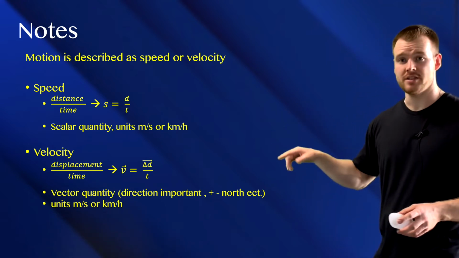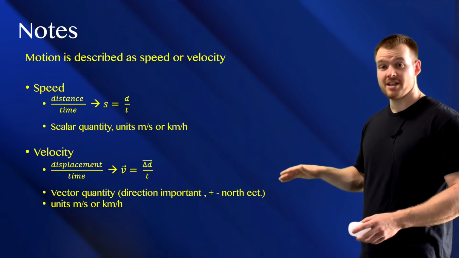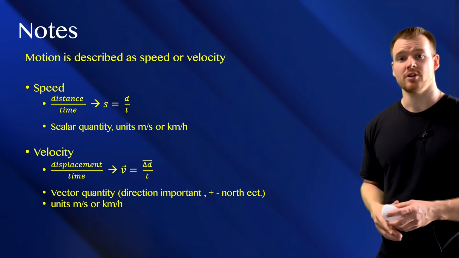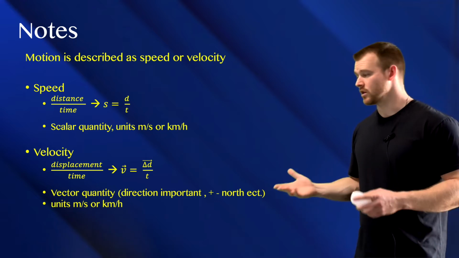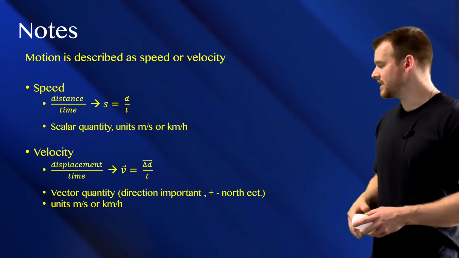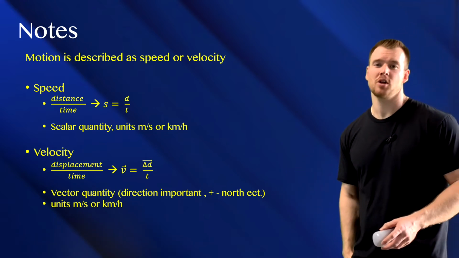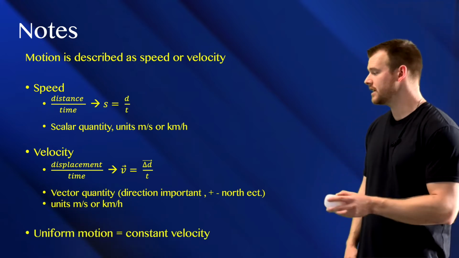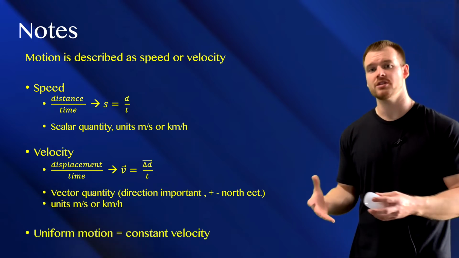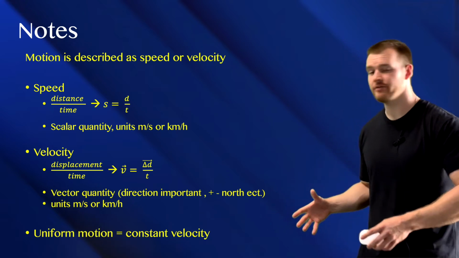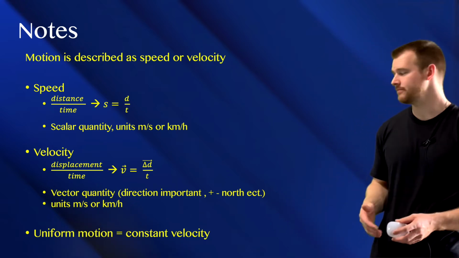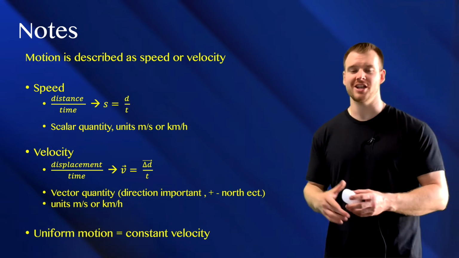And again, that triangle d means displacement. Good reminder that this is a vector quantity, so we're considering direction, even if it's just plus or minus, or north, south, east, or west. And the units, again, the same, meters per second or kilometers per hour. Last part to throw in, uniform motion. That uniform motion saying that we are moving at a constant velocity or not changing velocity. We're not changing how fast we're going, we're not changing the direction.